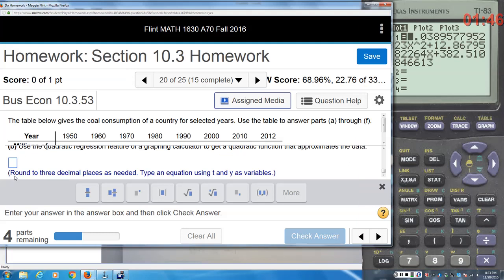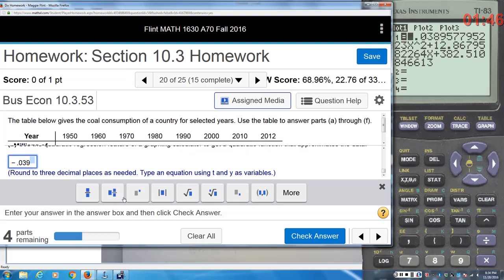So let's see, it's negative decimal 0.39, yeah. Yay. 3.9, 3.895, but it says to 3 decimal places, so 3.9. Guess I didn't want that.